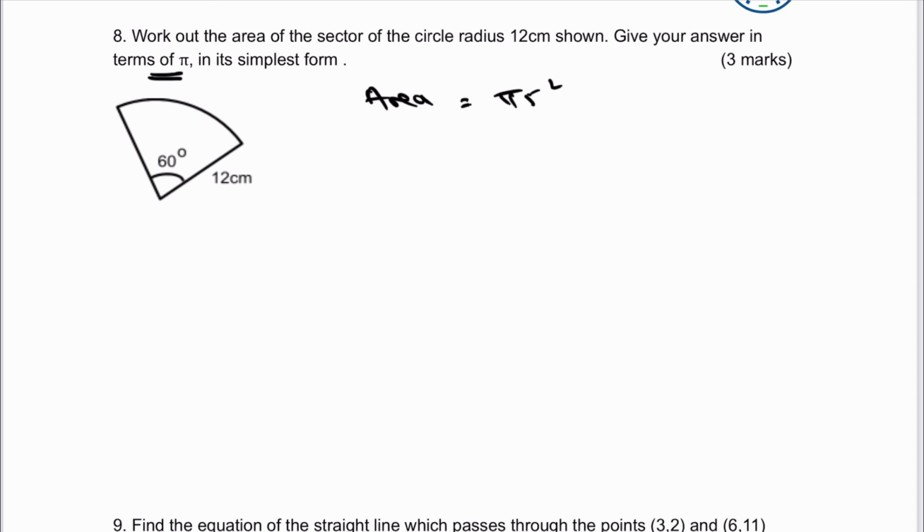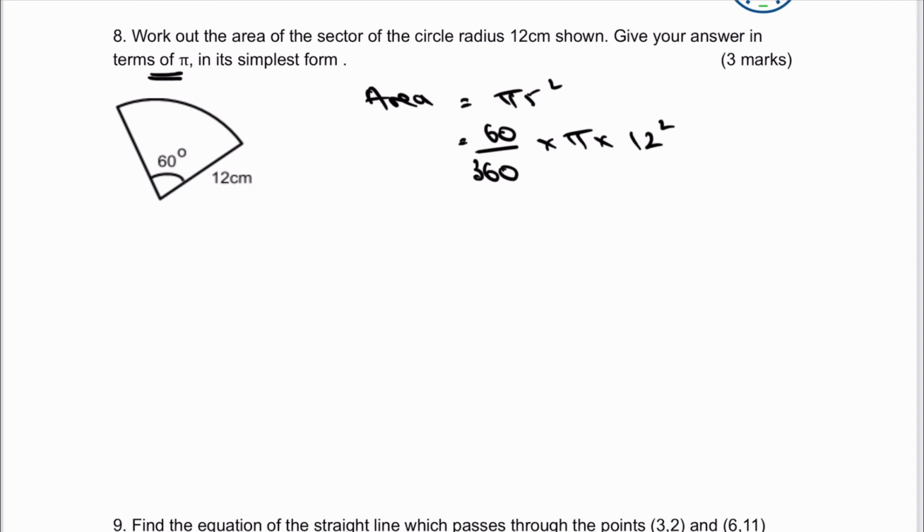However, we haven't got a whole circle, we've got a part of one. We've got a sector of a circle, and the sector that we've got is going to be equal to 60 out of 360 degrees. Okay, however, it's still the same calculation of area, so it's multiplied by pi and multiplied by the radius squared, which is going to be 12 squared.